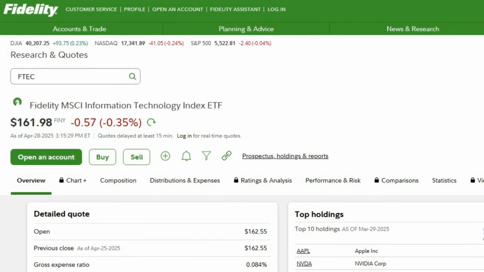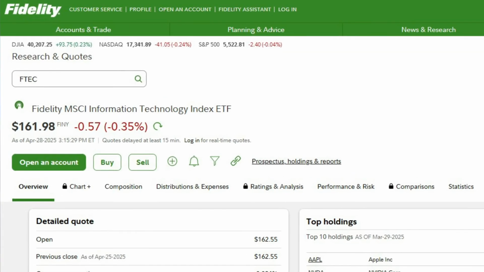And one is FTEC, the Fidelity MSCI Information Technology Index ETF, which I mentioned before and is a great alternative to VGT because it's pretty much the same but has a slightly lower expense ratio with 0.08% instead of 0.09%.